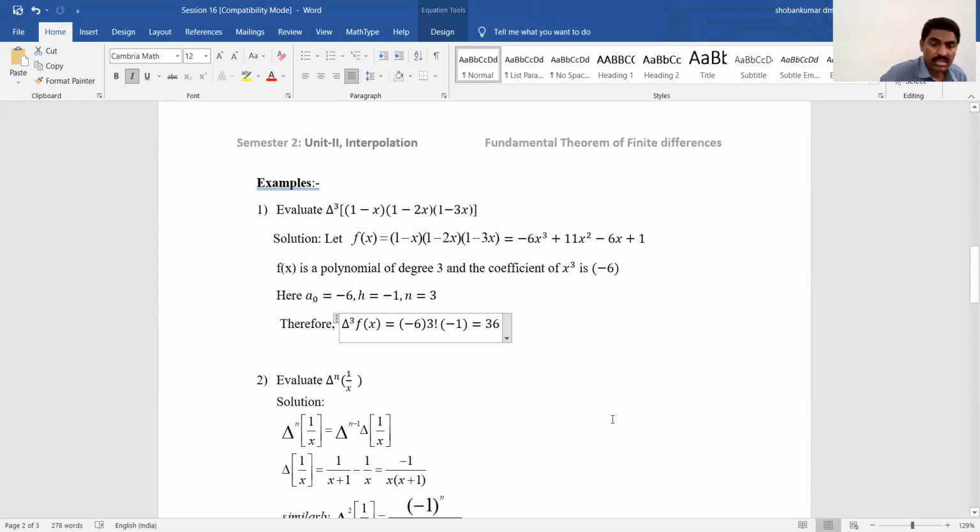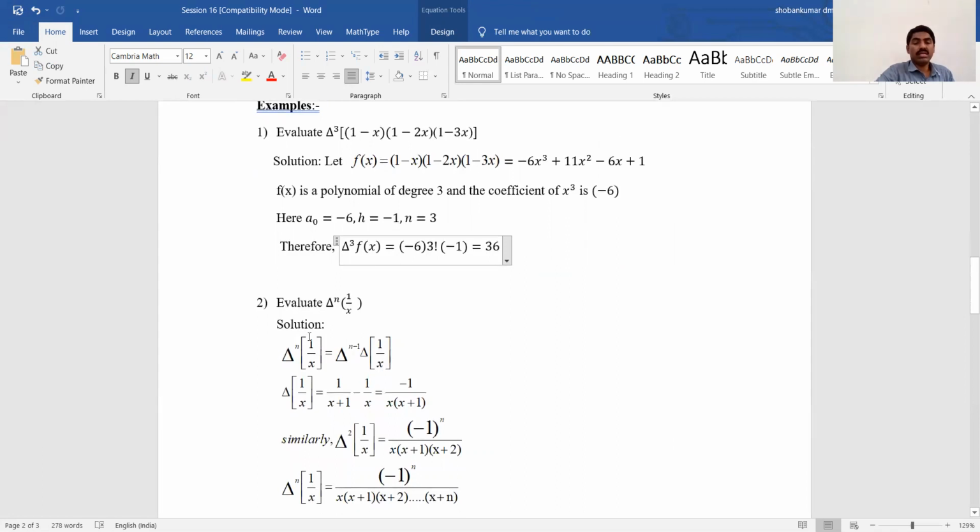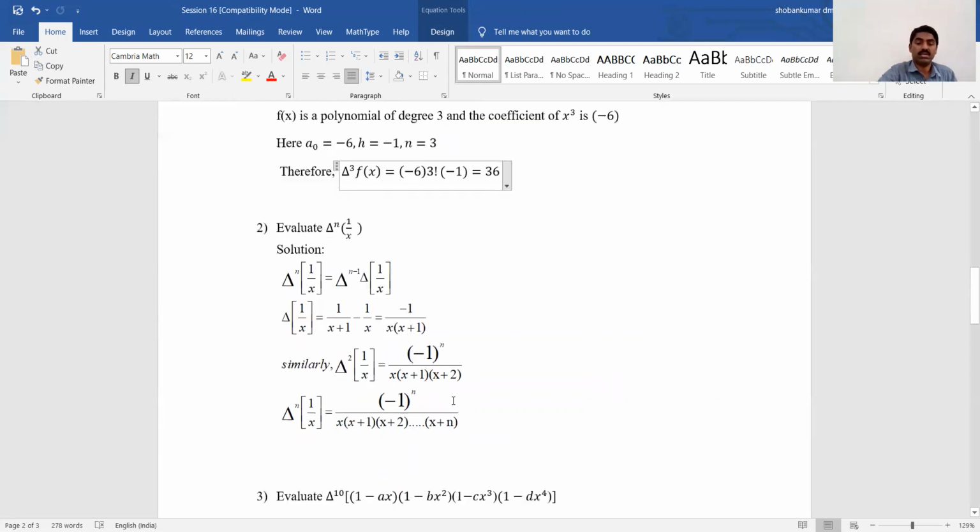Now another example, evaluate delta n of 1 by x. Here delta n of 1 by x can be written as delta n minus 1 into delta of 1 by x. First, simplify delta of 1 by x. Here delta of f of x is f of x plus h minus f of x. Let us take h equal to 1. H is the width of the interval or step length. Here f of 1 by x is 1 upon x plus 1 minus 1 by x. After simplification, we get minus 1 divided by x into x plus 1.